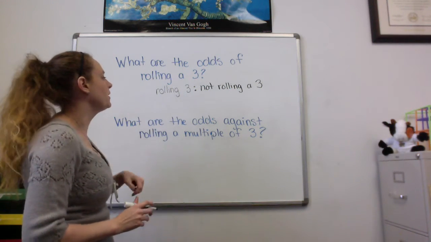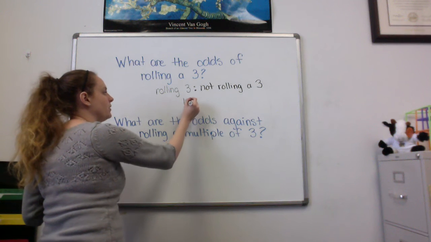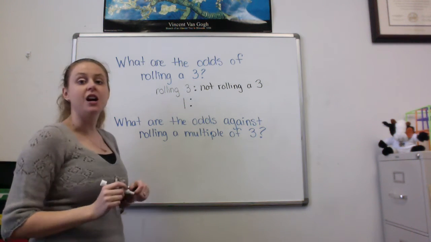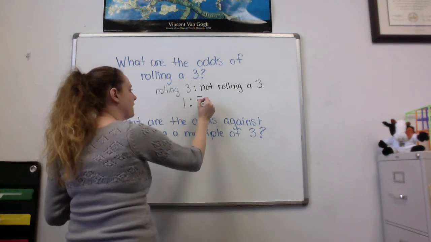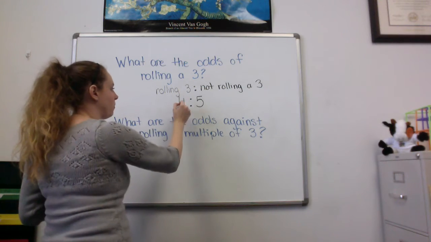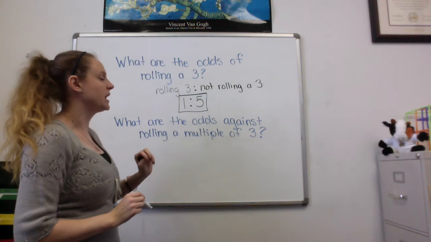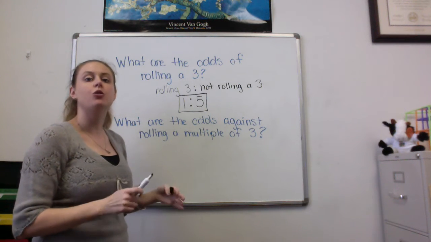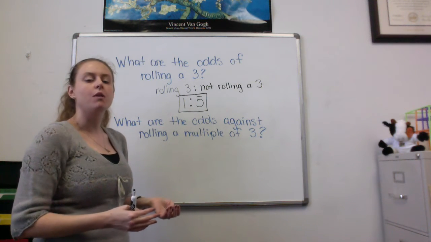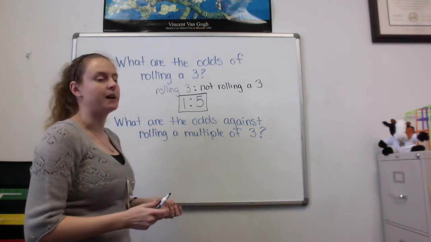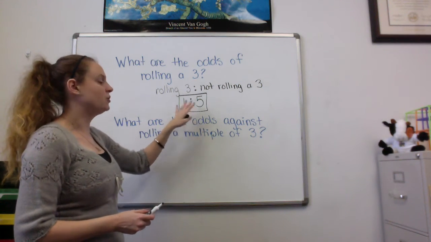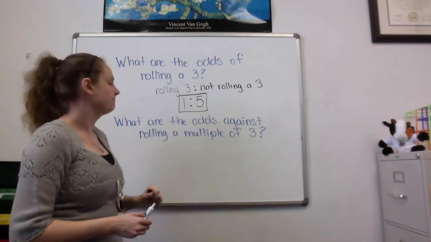Okay? So if we're rolling a 3 on a die, there's one of those. And if we're not rolling a 3, there are 5. So the odds are 1 to 5. If I were to add my two numbers together, they should add to give me the total sample space, or what would be the denominator on a regular probability problem. So the two together should be the total.